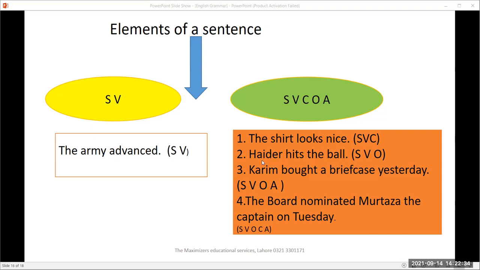Heather hits the ball. So Heather is the subject, hits is the verb, the ball is the object. Kareem bought a briefcase yesterday. So Kareem is the subject, bought is the verb, a briefcase is the object, yesterday is an adverb or adverbial. There are different kinds of adverbs: adverb of time, place, manner, and many more. So here yesterday is the adverb of time. The board nominated Murtaza the captain on Tuesday. The board is the subject, nominated is the verb, Murtaza is the object, the captain is the complement, on Tuesday is the adverbial here.